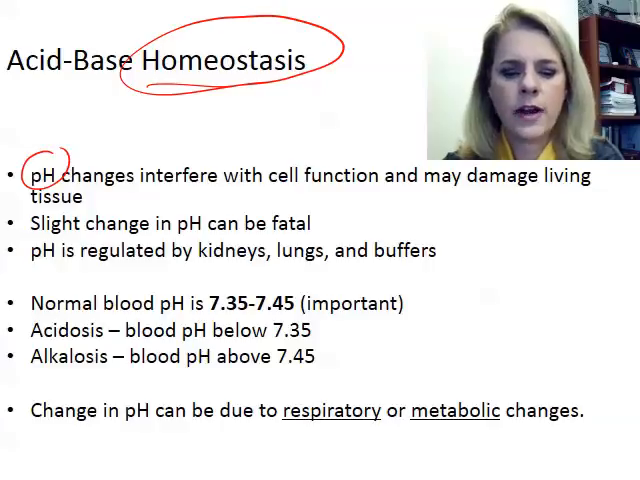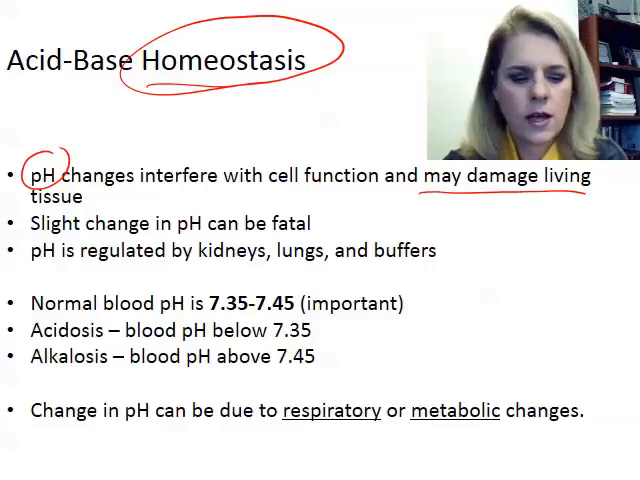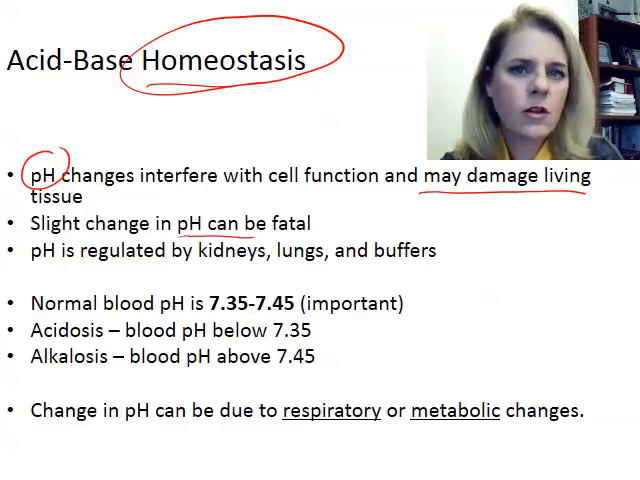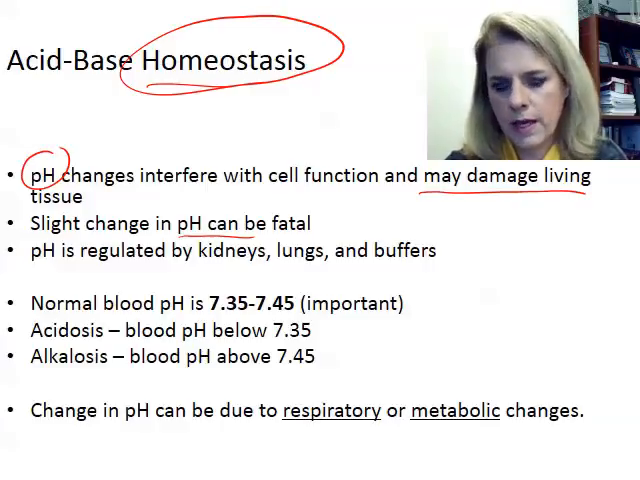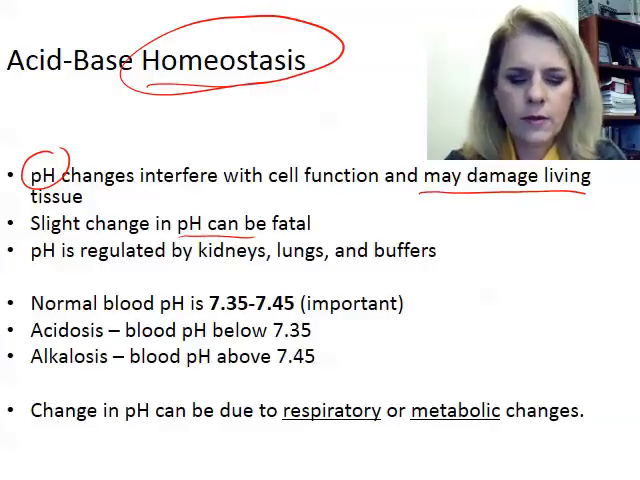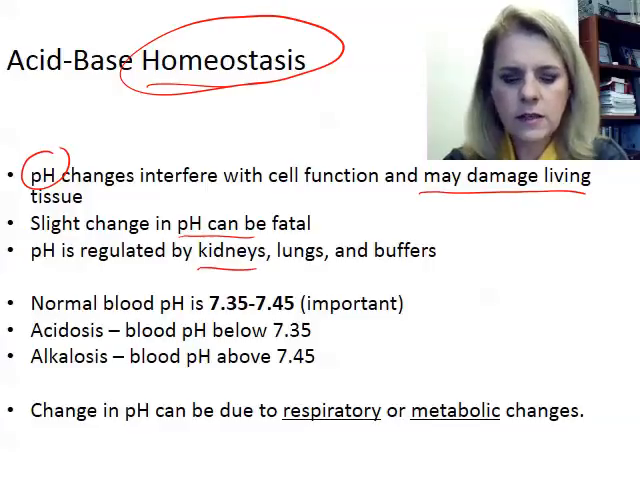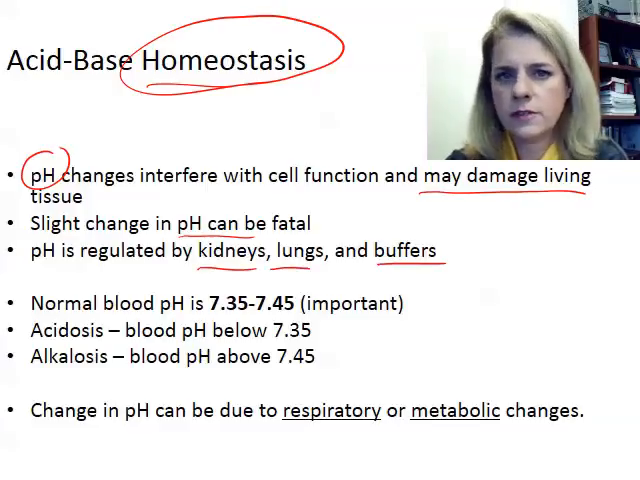Okay, pH is very important. Cells function best at a very tightly regulated pH. If pH changes outside of this tightly regulated range, you can actually cause tissue damage. So even very small changes in pH can actually kill you. And the things that control your pH, and we're going to cover this in detail in your second semester of A&P, are mostly your kidneys and your lungs, and then there's a buffer system in your blood. We'll talk about each one of these.